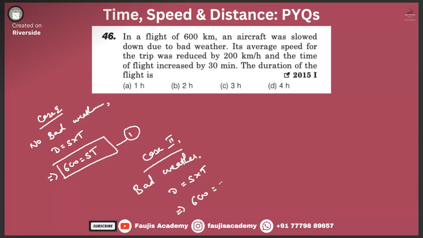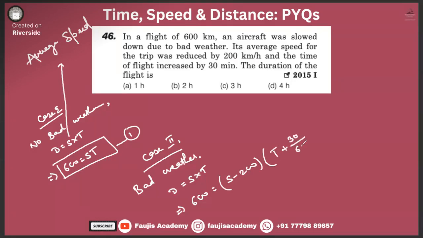So the distance will remain the same. Its average speed for the trip was reduced by 200 kmph. Let's assume this S over here is your average speed. It was reduced by 200 kmph, and the time has increased by 30 minutes, right? We are working with kmph, so it makes sense to turn 30 minutes into hours. That means 30 minutes is equal to 1 by 2 hours.